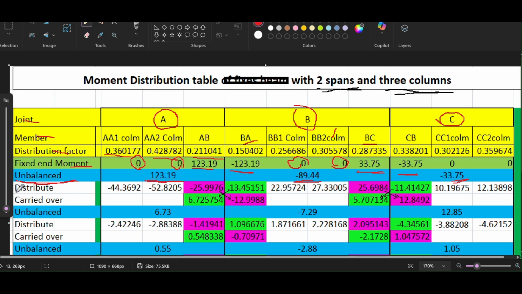Next line, we are distributing the common or unbalanced bending moment in the joint in the proportion of the distribution factor. This may also be called the distribution proportion. Multiply this one with the distribution factor, then put it here with change of sign. Here it is 123.19 plus. We put it here as minus by multiplying these two. Similarly, do the same thing: the total bending moment into the distribution factor, put here with change of sign. Similarly, in all joints, do this.